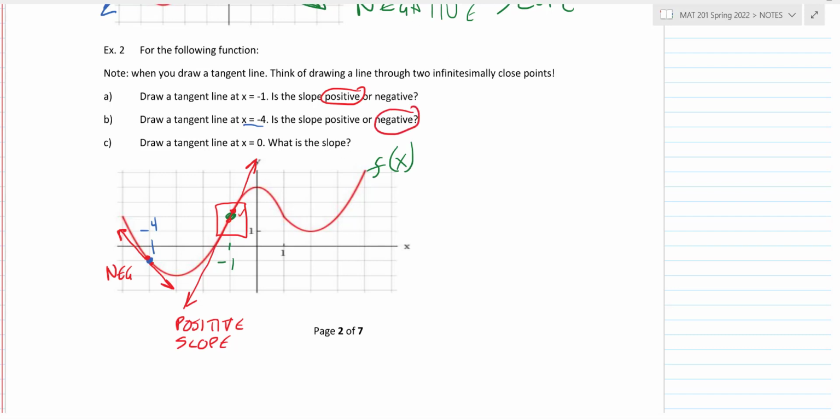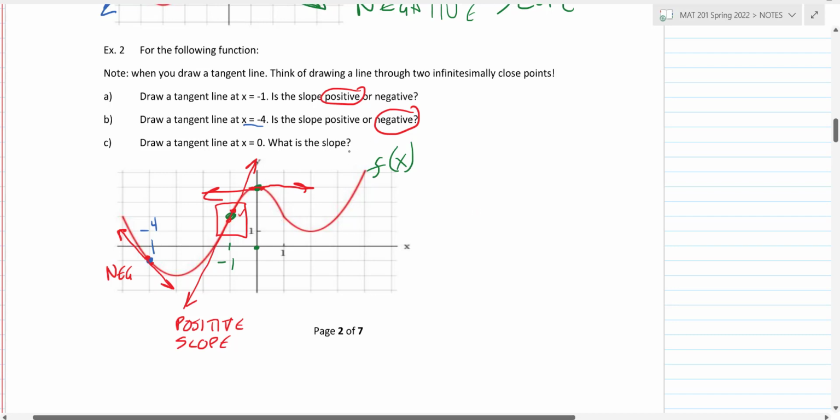Okay, and then finally, the last illustration is C. We're going to draw a tangent line at x equals 0. Okay, so what's going to happen here? We're at this point. Again, if we think of 2 points as close as possible, and we think about connecting those, then we're going to get a horizontal line.